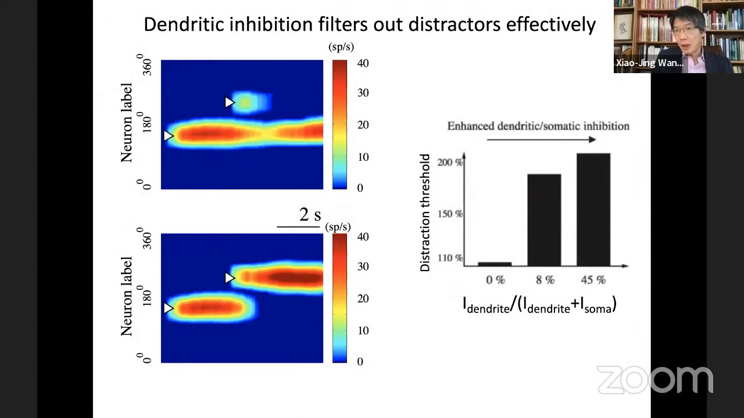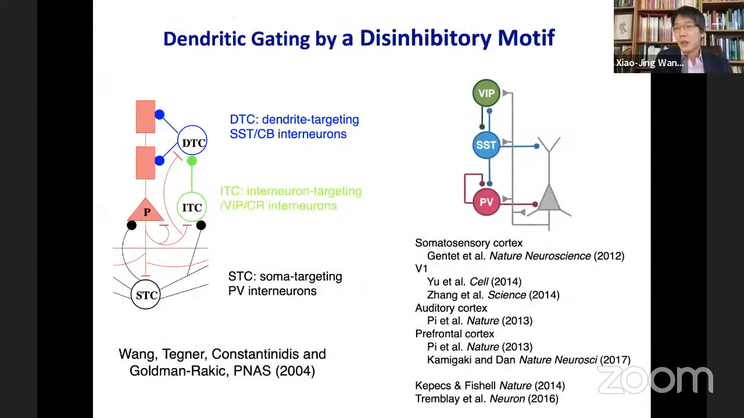We also explored how dendritic inhibition might help to screen out distractors by changing the relative ratio of dendritic versus somatic inhibition, and found indeed that while the inhibition in total is preserved, with more dendritic inhibition, as you would expect, your working memory representation would be more robust against the distractor than the other way around. Okay, so now we think that maybe this kind of gating mechanism is more general than just for working memory representation.